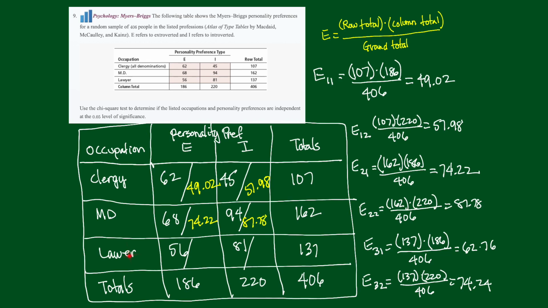Then third row, first column, 62.76. And then third row, second column is 74.24, right? Third, second, 74.24.